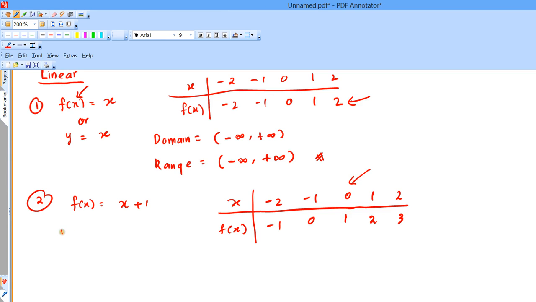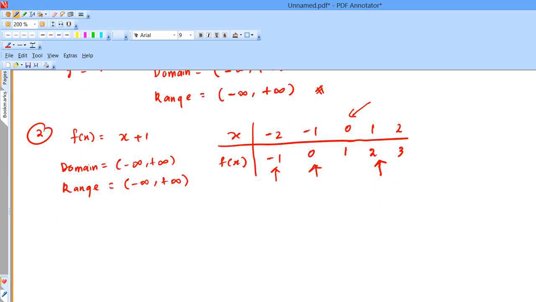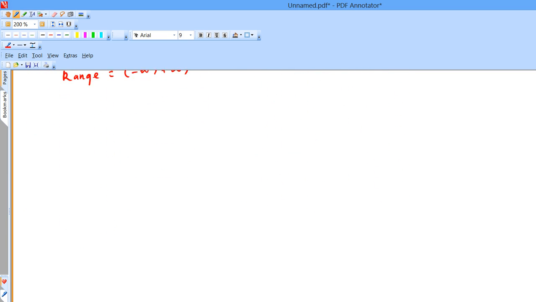So the domain equals negative infinity to positive infinity. For the range, we can see that it can also have a negative number, 0, and positive values, so it goes from negative infinity to positive infinity. This is for linear functions. Okay, next, quadratic functions.